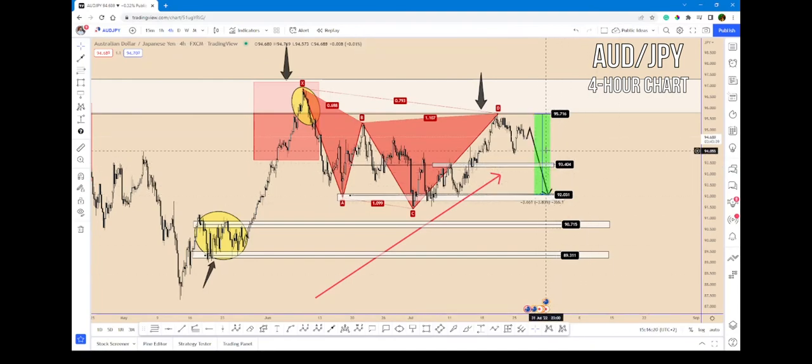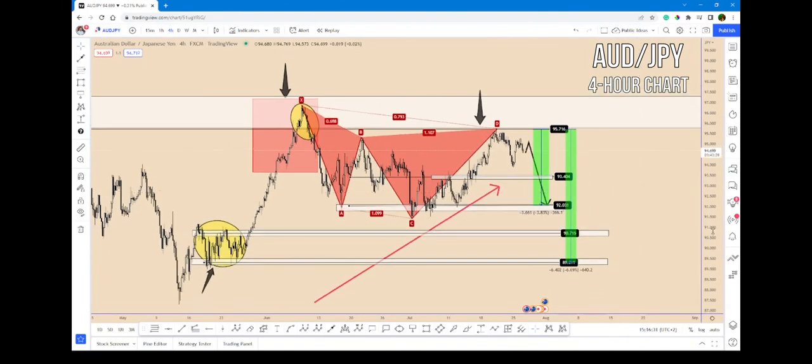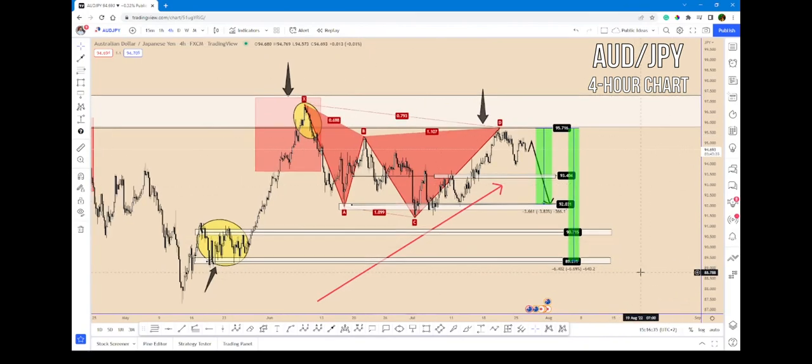The overall movement from top to bottom is a very nice movement. Overall it should be 650 pips, so it is a very good movement. So don't miss this trading opportunity on Australian dollar and Japanese yen.